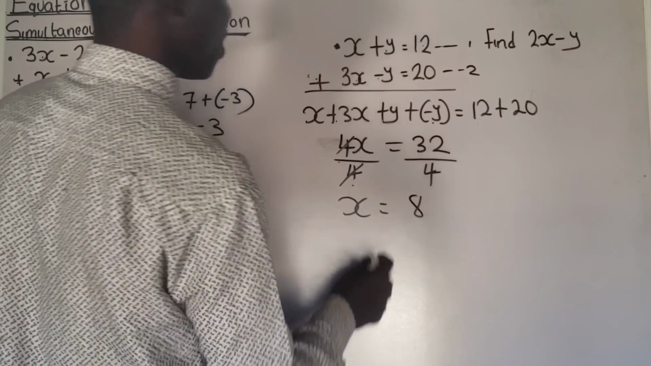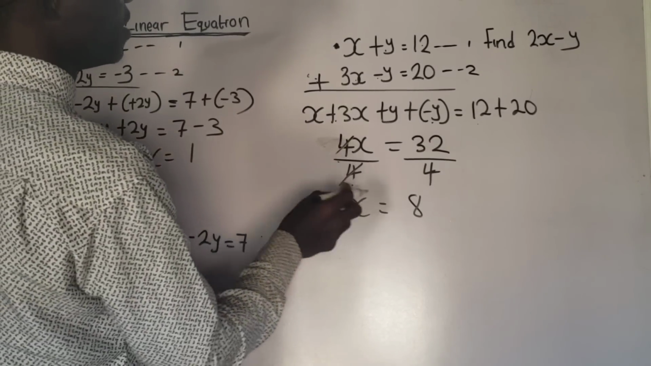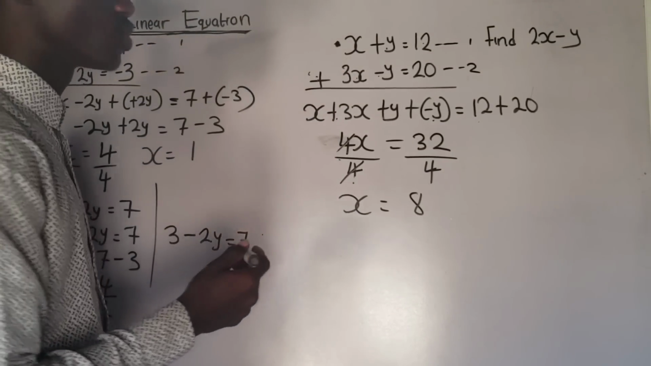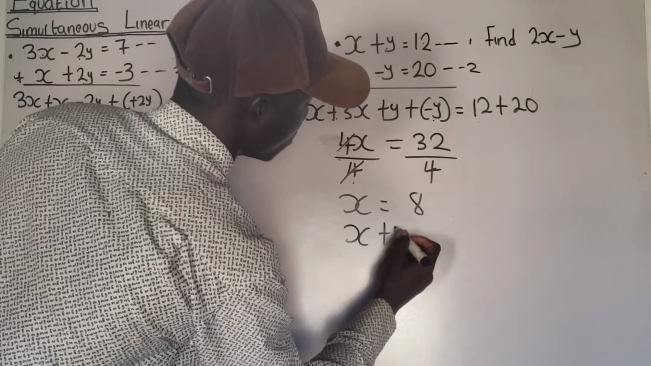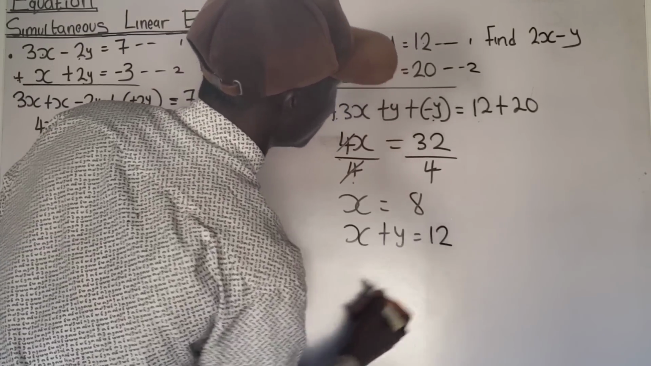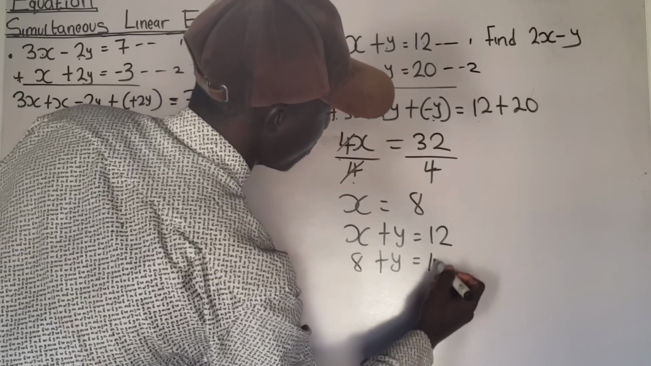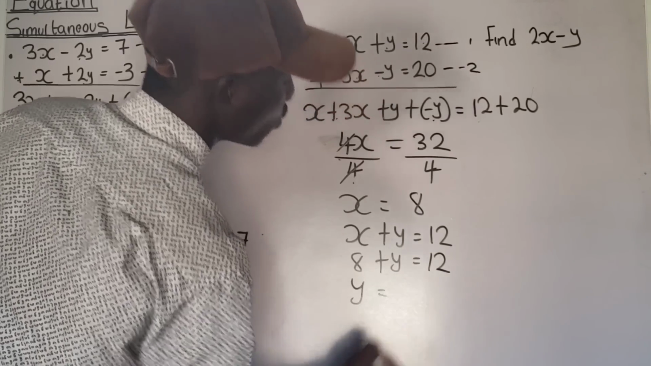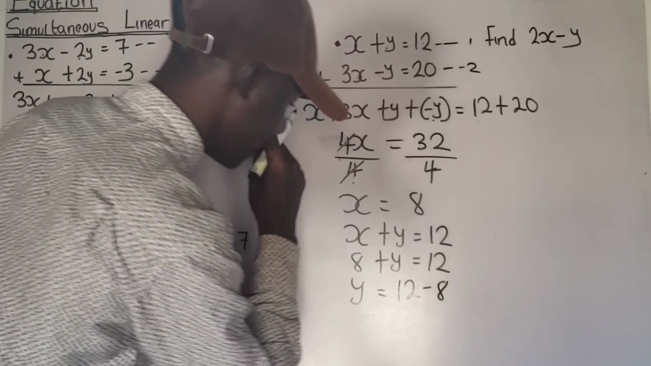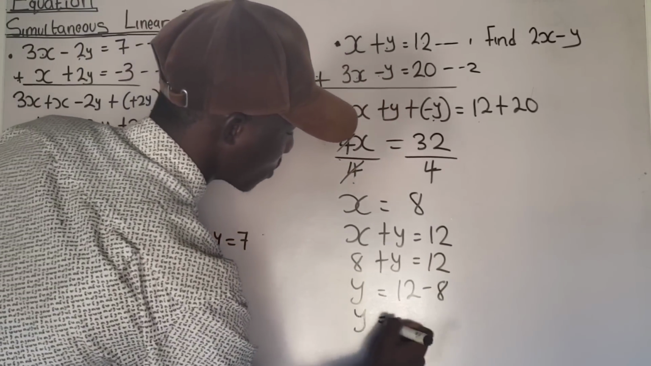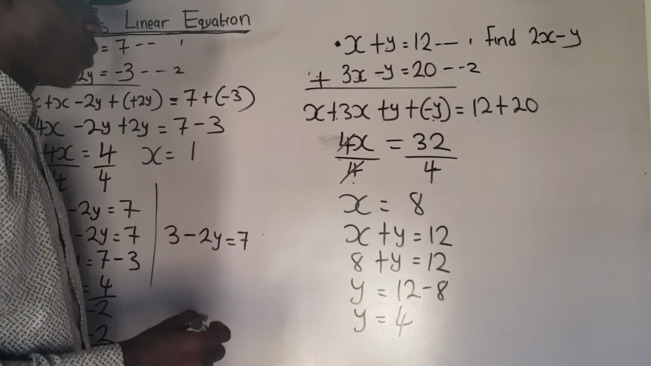Do you understand? Now when x is 8, we can get the value of y by substituting x into any of these equations. So let us use equation 1. Equation 1 is what? x plus y is equals to 12. Now x is 8, so I'm going to have 8 plus y is equals to 12. Now y will be equals to 12 minus 8. You understand? So I'm going to have y is equals to 4. So the value of x is 8 and the value of y is 4.